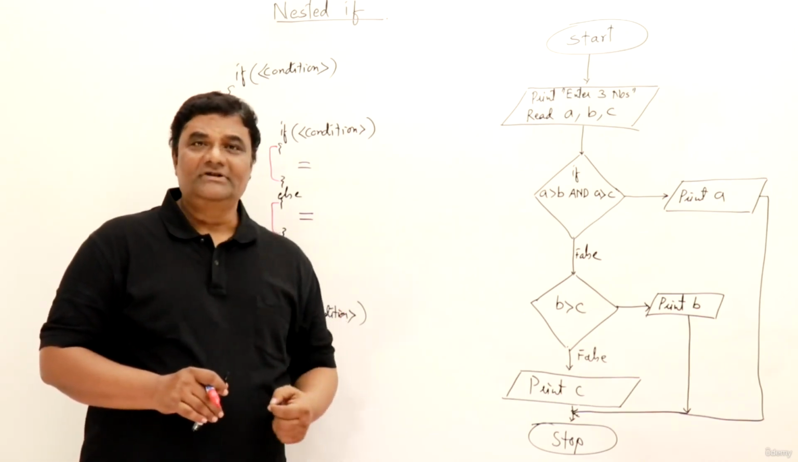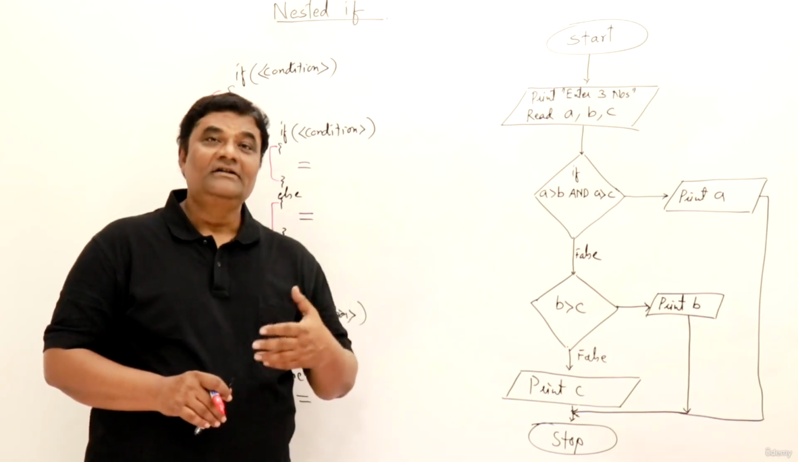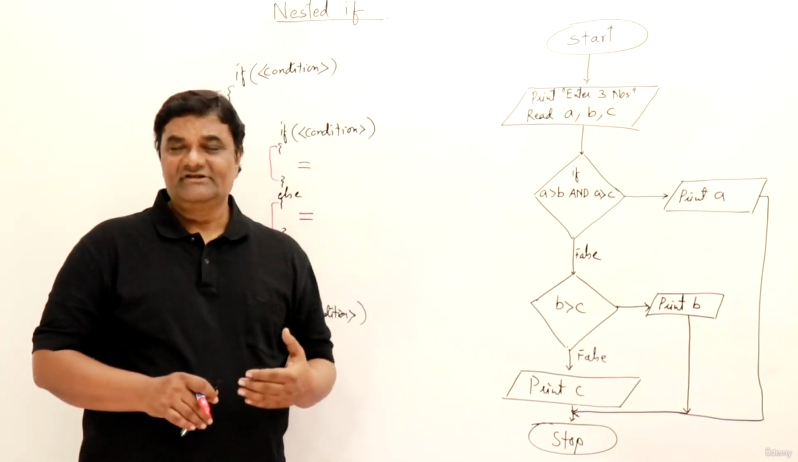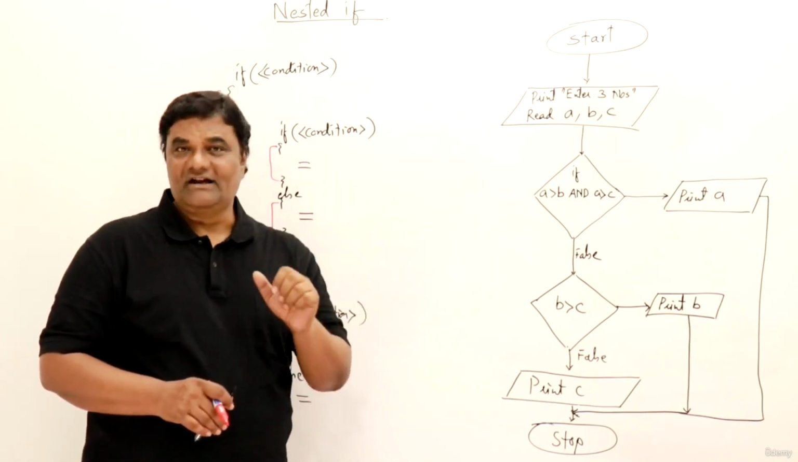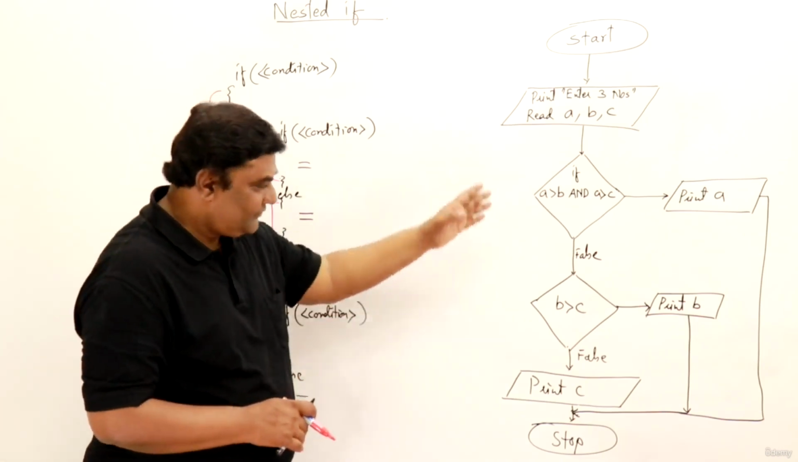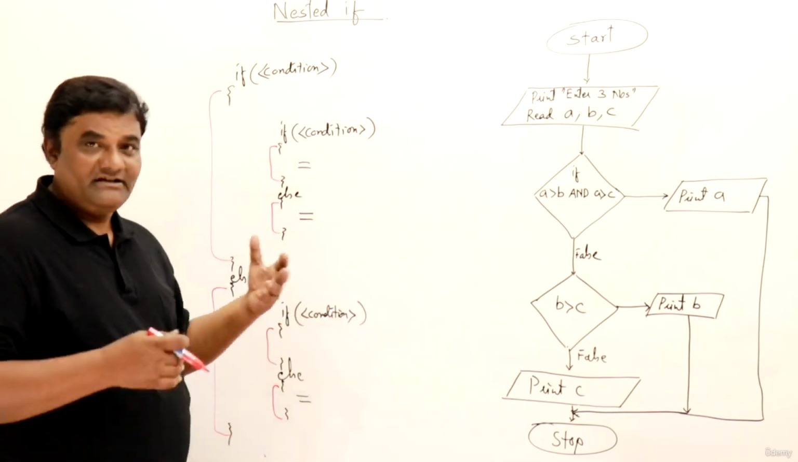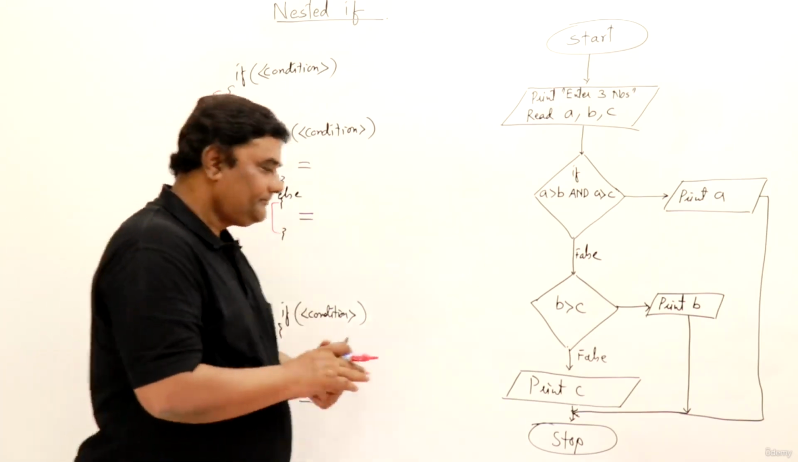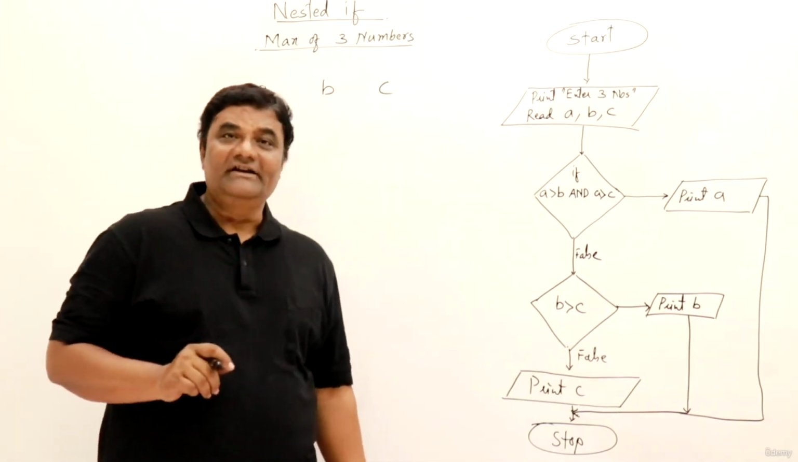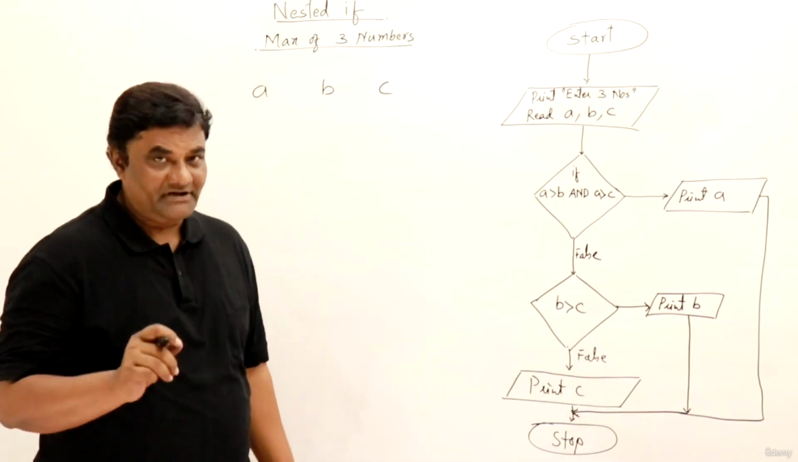Now I have an example. Let us take an example and use nested if statements for writing a program. For that I already have a flowchart here. Let me take the example and explain the flowchart and the problem, then I will write a program. Let us write a program for finding the greatest of three numbers.